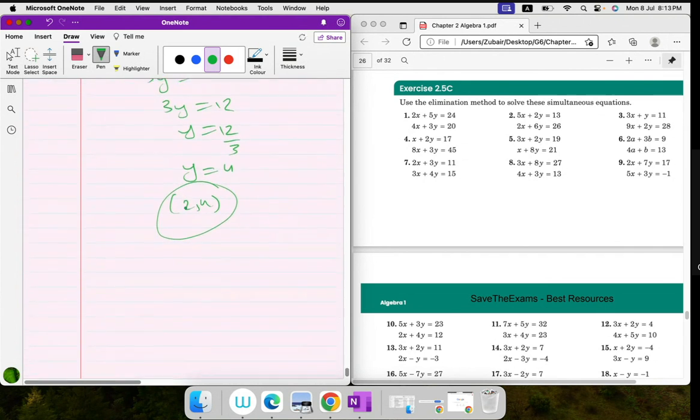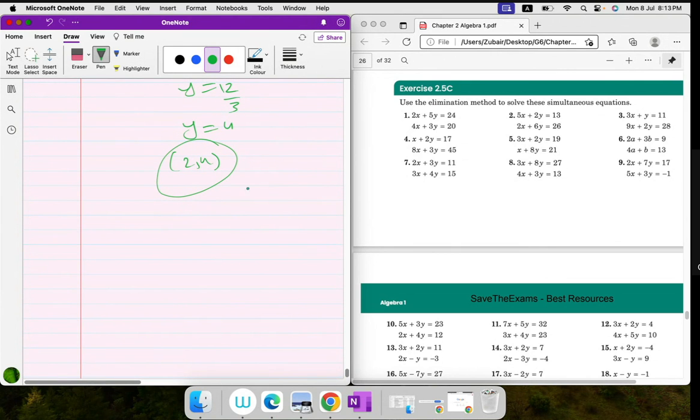And this equation could be done with substitution as well. The book is just pushing us to learn both methods. In the exam, you won't have that restriction.